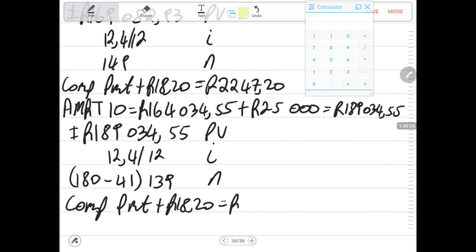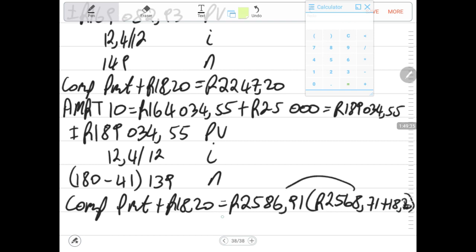2,586.91. I get 2,586.91. Remember, before that it was 2,568.71. Then I added my administration fee of 18.20. So that's how I got to this amount.